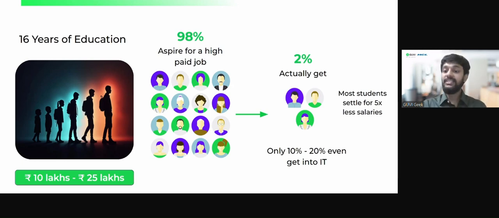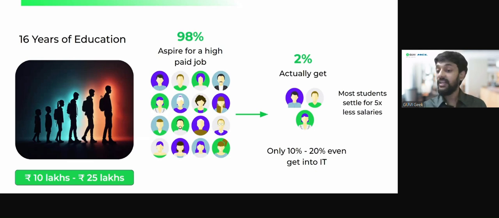So almost 16 years we've been in the education system, starting from preschool till now. Depending on the person, you would have spent around 10 to 25 lakhs on average. In India, people are spending around 25 lakhs on education.